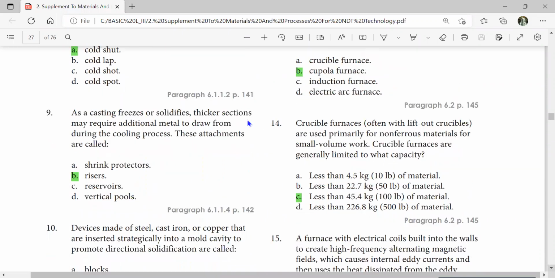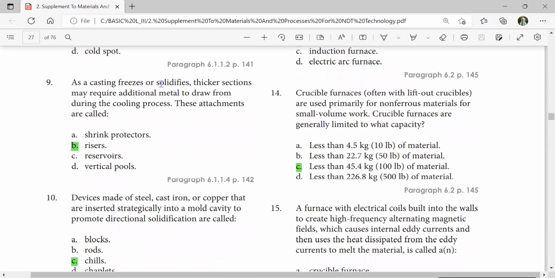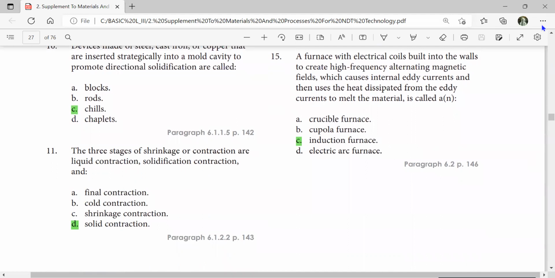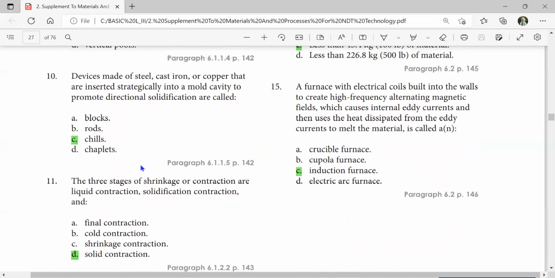It cannot melt. As the casting freezes or solidifies, thicker sections may require additional metal to draw from during the cooling process. This attachment is called risers. Some more metal is there in the risers, so it will help by giving metal during shrinkage.